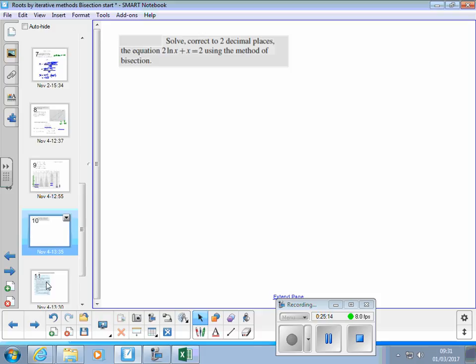To 2 decimal places, solve the equation 2 ln x plus x equals 2 using the method of bisection. Have a go at that one.